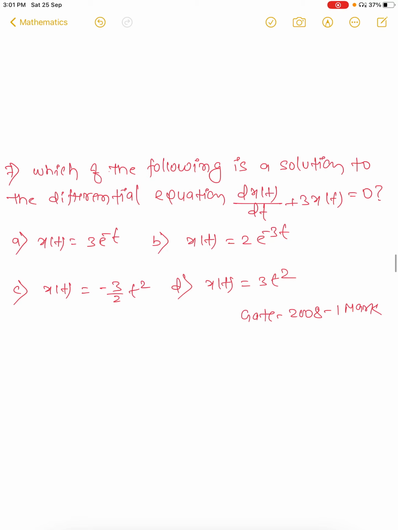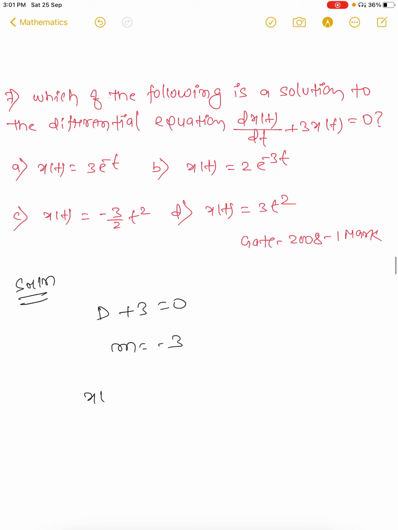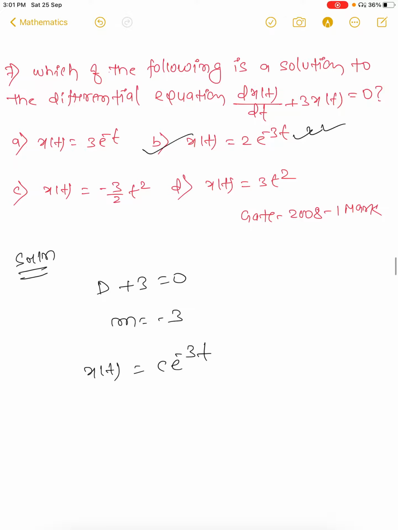Now the next question. Which of the following is a solution to the differential equation dx by dt plus 3x equal to 0? It's very simple. D plus 3 is equal to 0, auxiliary equation m is equal to minus 3. So x(t) is equal to c e to the power minus 3t. Where is the 3t? Here. Option B will be the right answer.